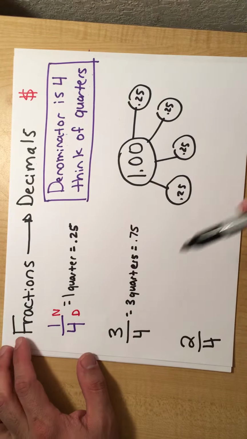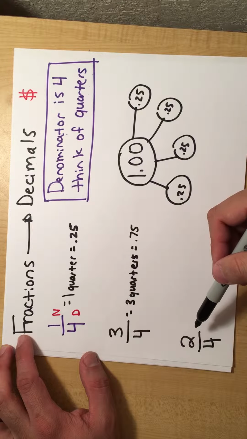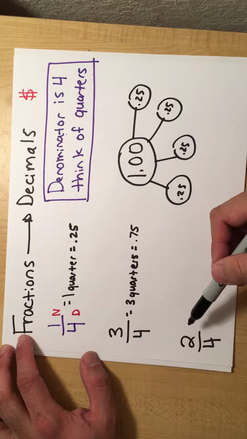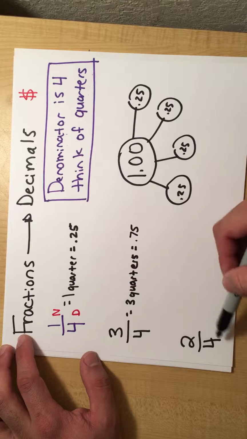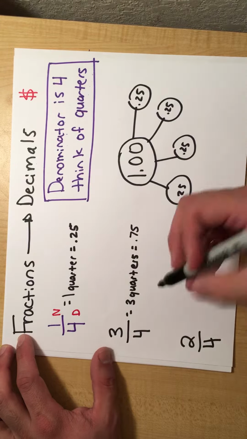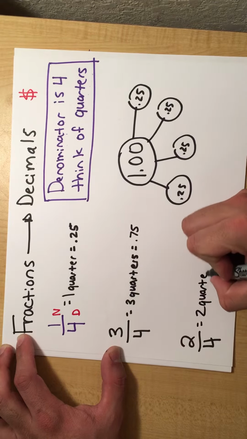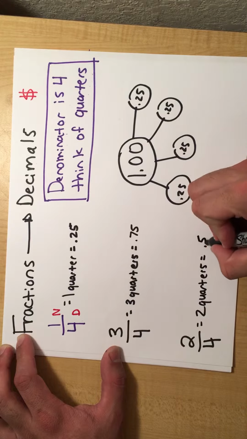Okay? So do you want to try this one by yourselves? If you'd like to, go ahead and pause the video. If not, continue to watch. The denominator is 4, so you're going to think of quarters. How many quarters do we have? We have 2 quarters, and that is equal to how many cents? To 50 cents. You guys agree?